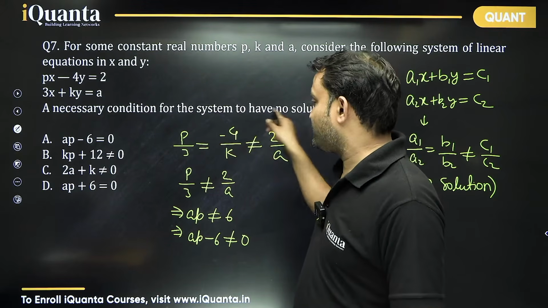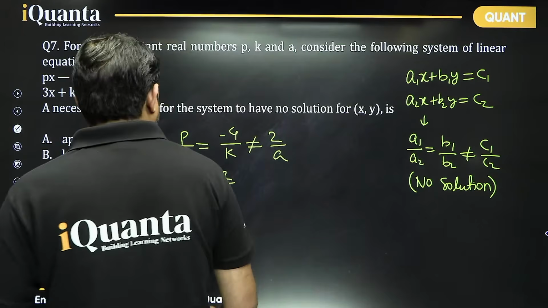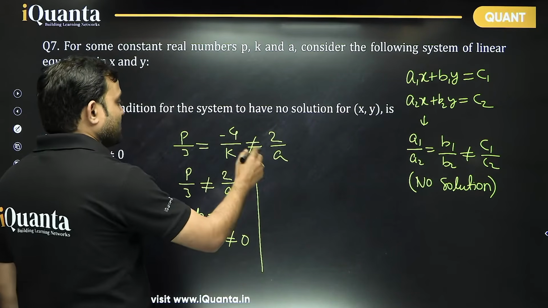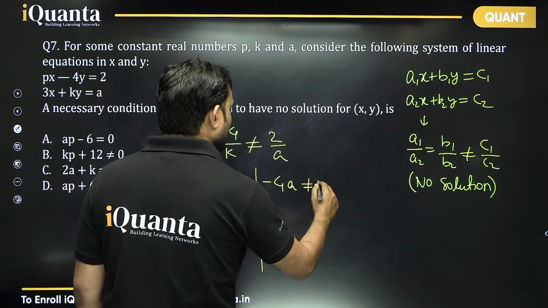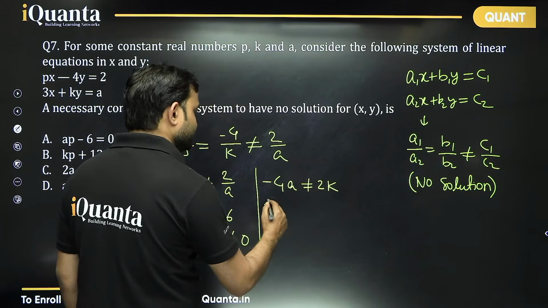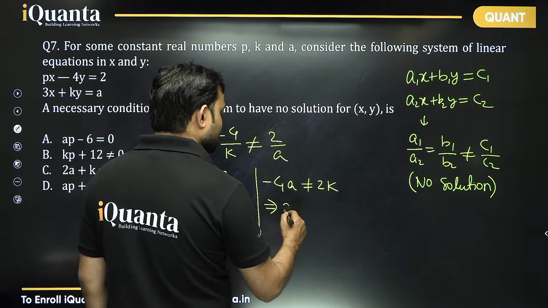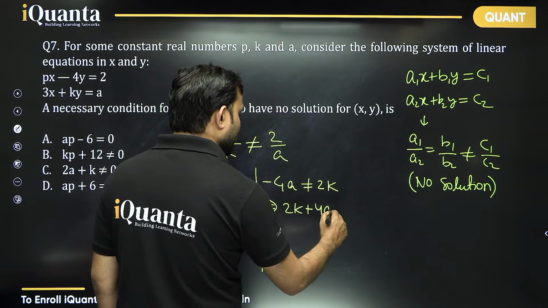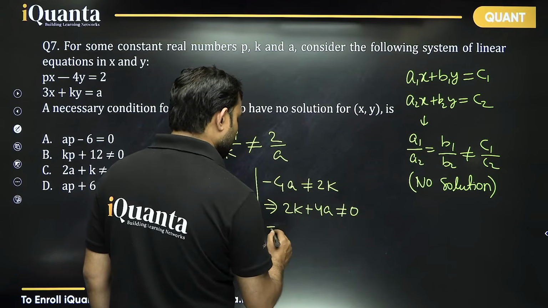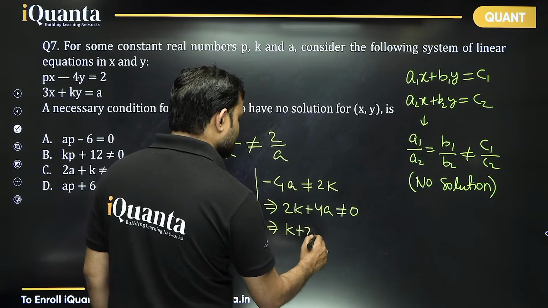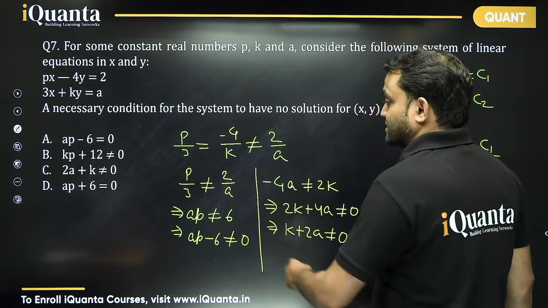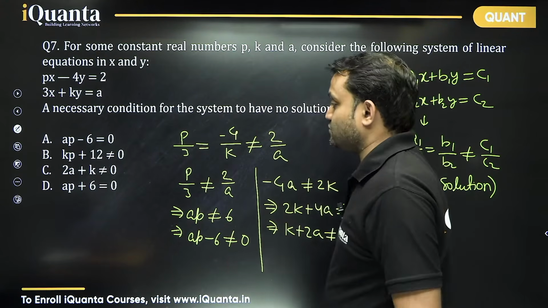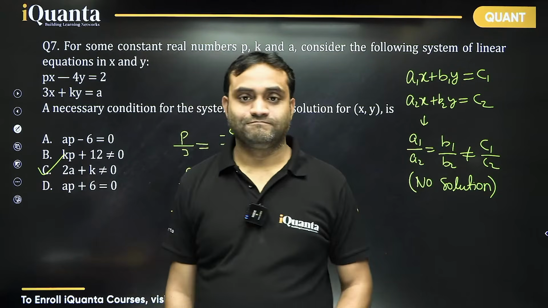These two, right? If we follow these two, what do we get? We can say minus 4a is not equal to 2k, or we can say that 2k plus 4a is not equal to 0, or k plus 2a is not equal to 0. Do we have it? So yes, 2a plus k is not equal to 0, which is option C. And that is our answer.